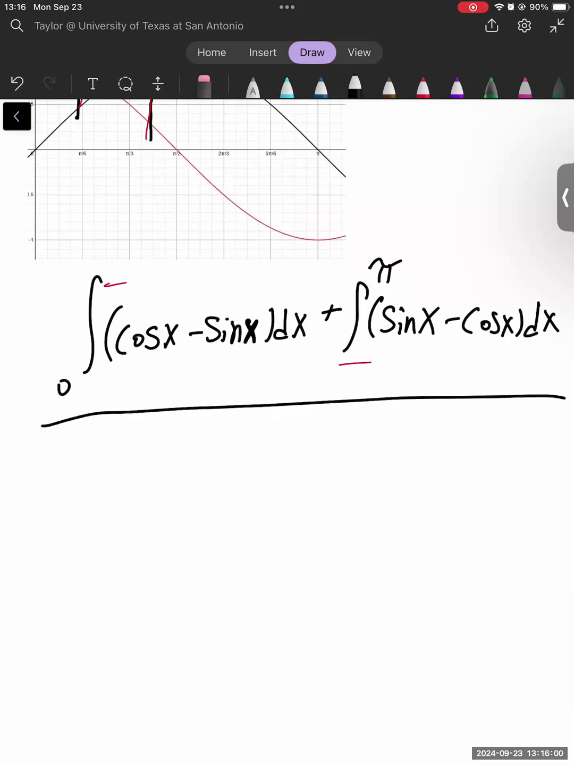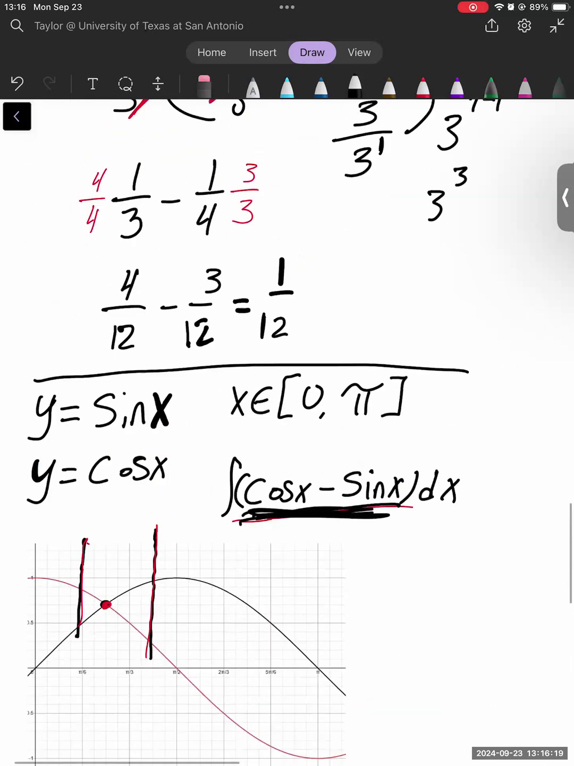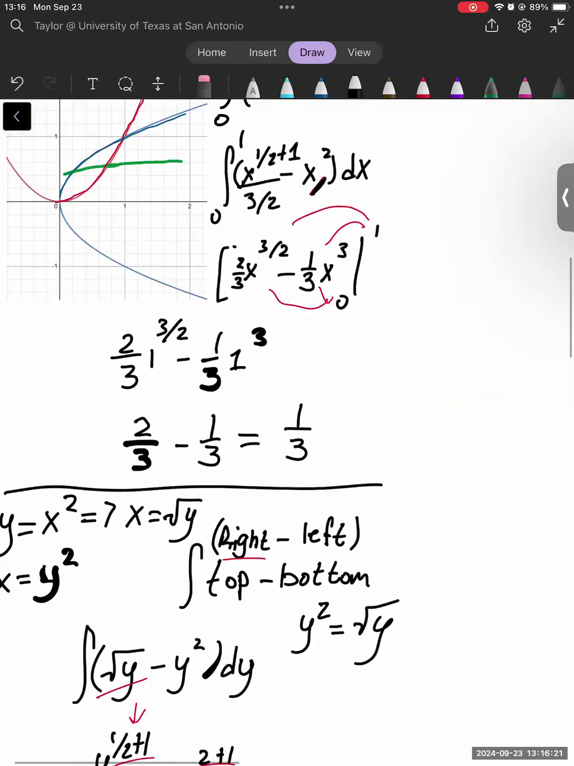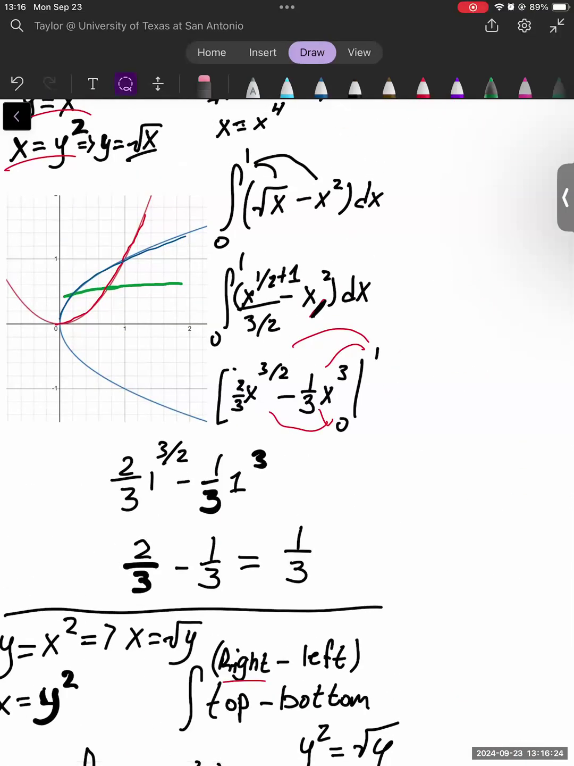I'm going to bring back one of the problems that we did a second ago, but now we're going to do a revolution about the x-axis. So we're going to do some volume integration here. So I've got y equals x squared and x equals y squared. And then I'm going to copy that graph here.